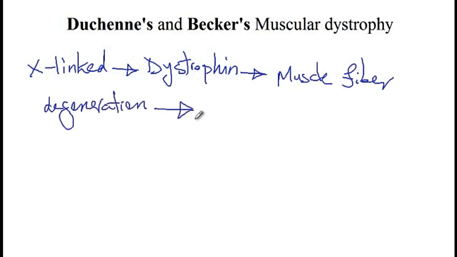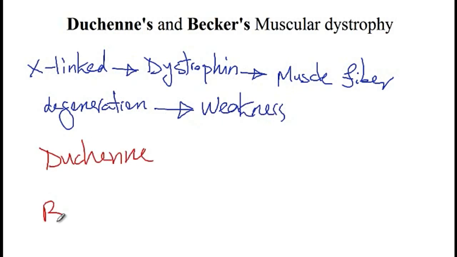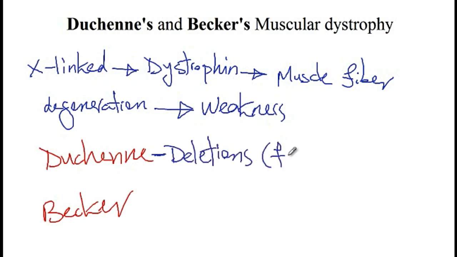And thus the prominent feature of this disorder is weakness. So there are two forms, Duchenne muscular dystrophy and Becker. So Duchenne is a more severe form that is most commonly caused by deletions that are usually from frame shift mutations.